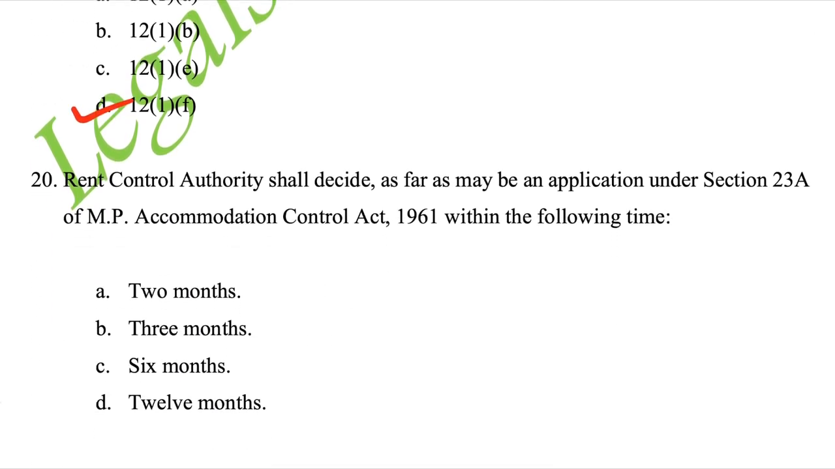Last question. Rent Control Authority shall decide as far as may be an application under section 23A of MP Accommodation Control Act 1961 within the following time. A. 2 months, B. 3 months, C. 6 months, D. 12 months. Correct answer is C. 6 months. It is given in section 23D, clause 1.